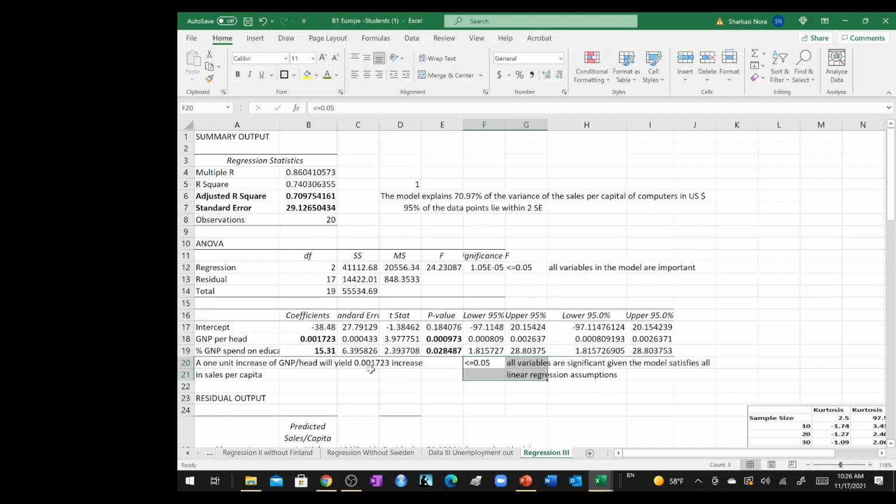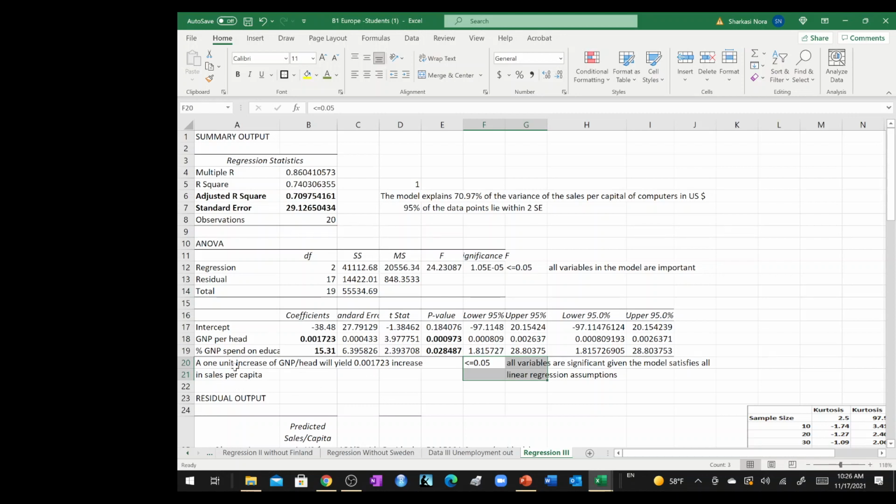So if you are presenting your research, your thesis research or whatnot, this looks trivial. It looks a little bit not natural. We're talking about population, nations, millions of people. So it's okay if you say a $1,000 increase of GNP per head will yield $1.72 increase in sales per capita.